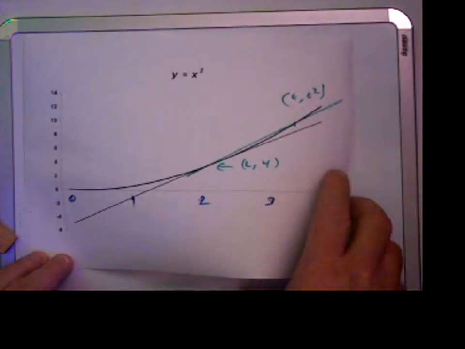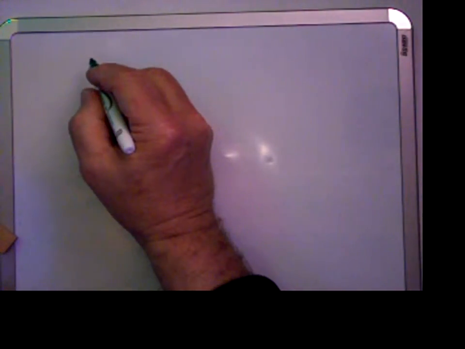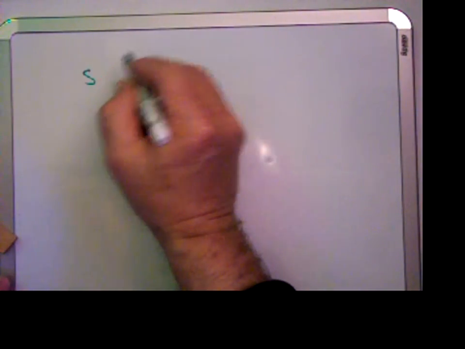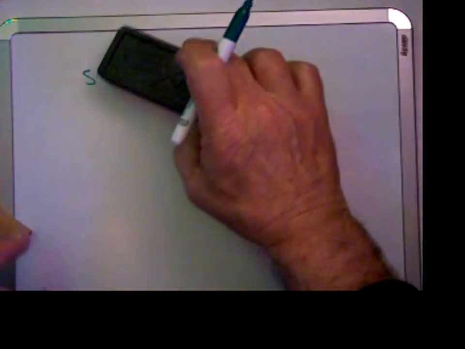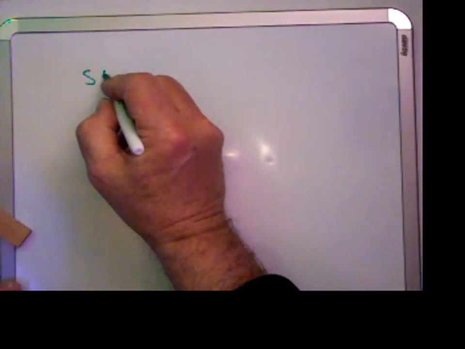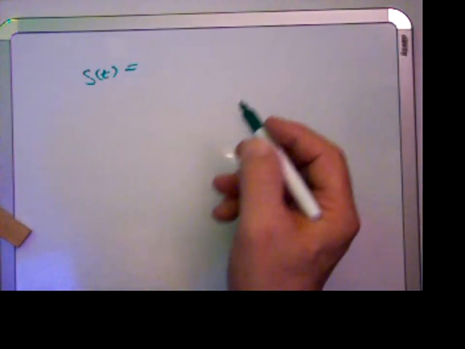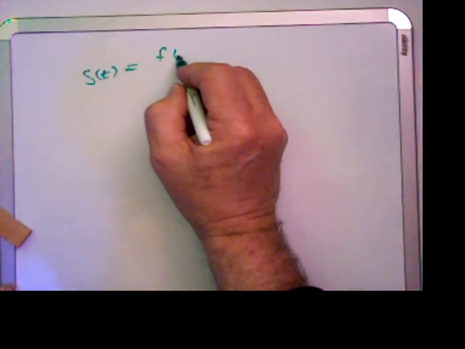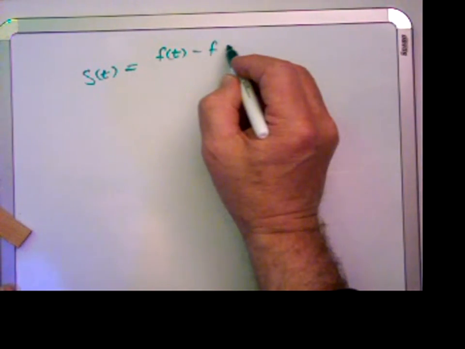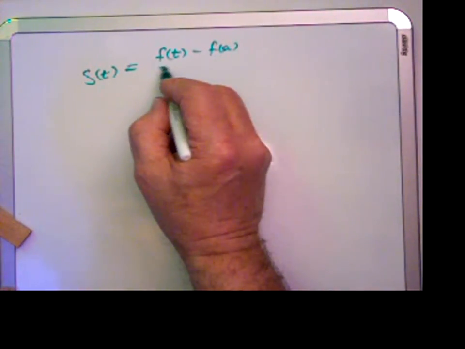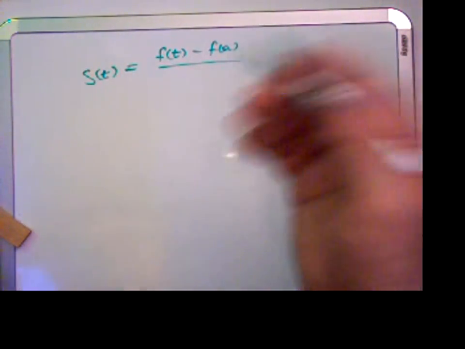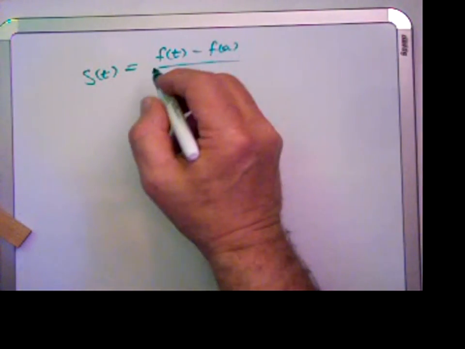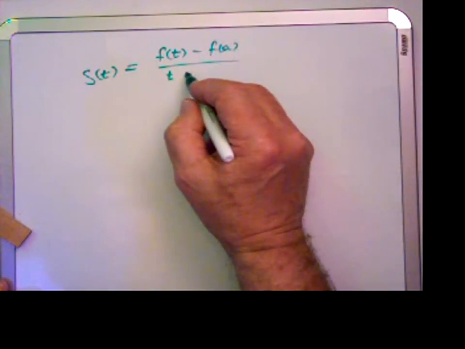So let's push this aside and look at it. What we want is the slope, we'll call it s. This is actually going to be a function of t, s of t. It's the function evaluated at t minus the function evaluated at some fixed point, which I called a before. Let's be consistent. There's nothing sacred about a. Tomorrow it could be b, z, or whatever. Divided by t minus a.